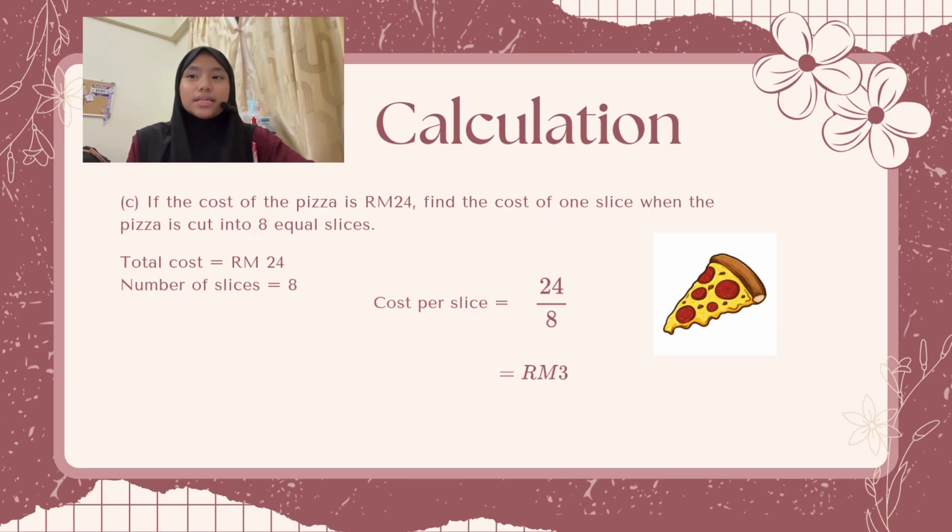For question C, if the cost of the pizza is 24 ringgit, find the cost of one slice when the pizza is cut into 8 equal slices. Total cost equals 24. Number of slices is 8. So cost per slice is 24 divided by 8, and the answer is 3 ringgit.